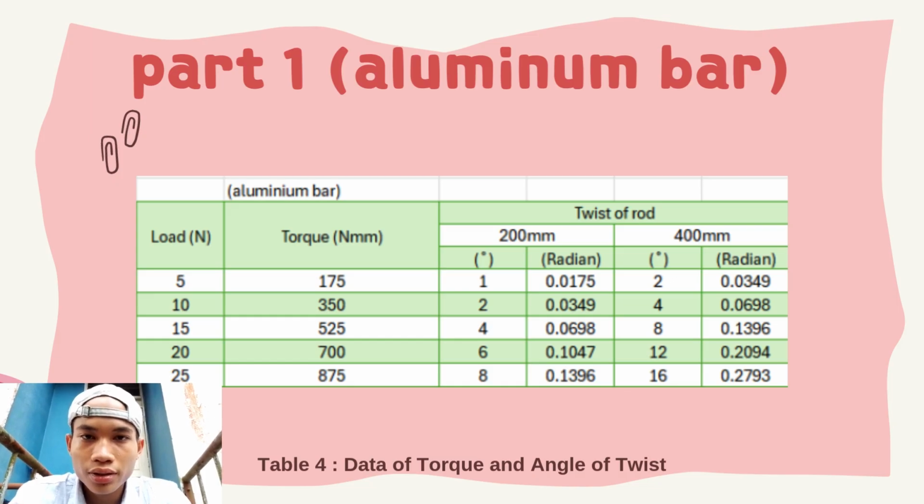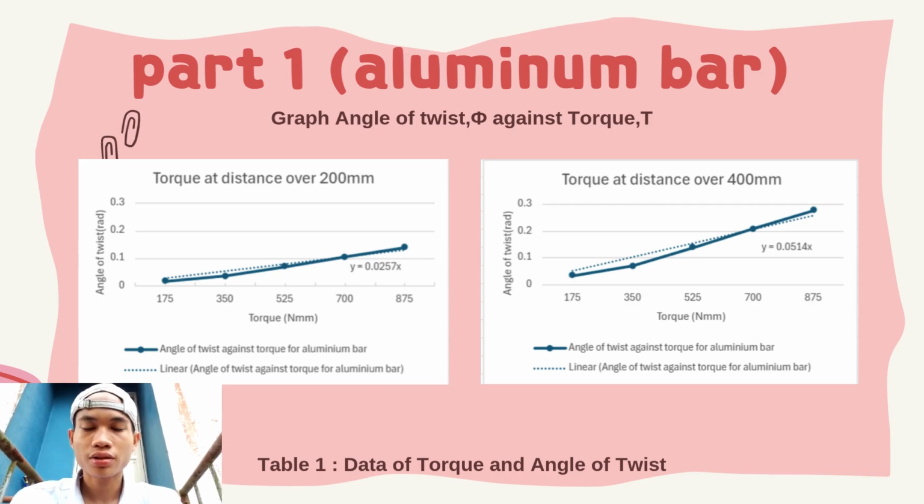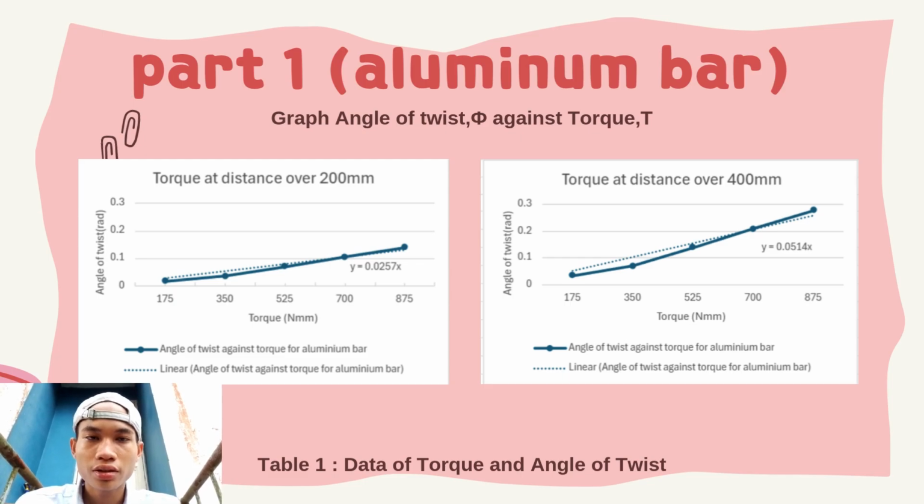So here are the data collected for part 1, that is the aluminium bar. We can see the angle of twist from the torque that is applied to the shaft. From the data recorded, we can make a graph of angle of twist against torque. So we can record the gradient of the line, and we can calculate the modulus of rigidity.